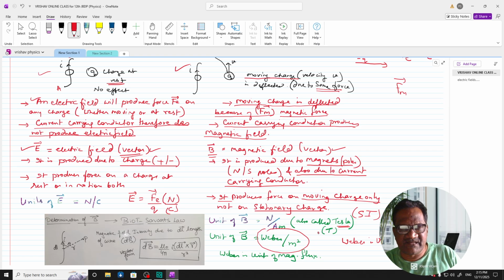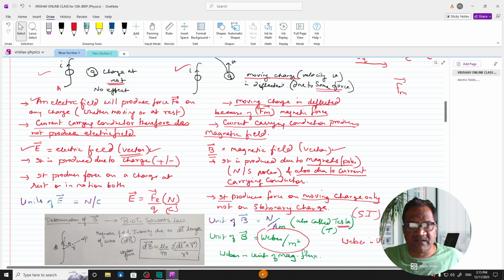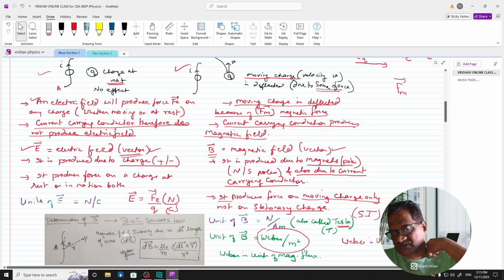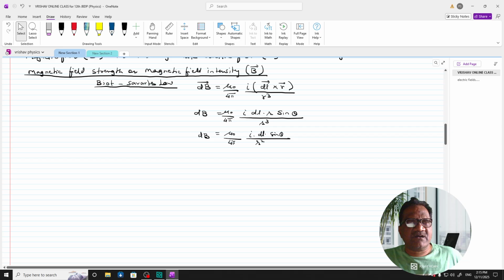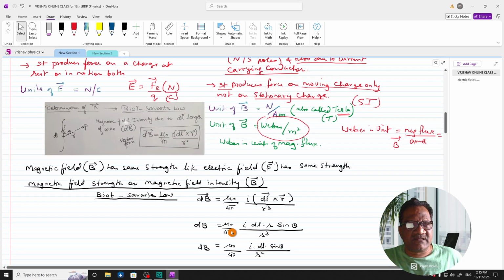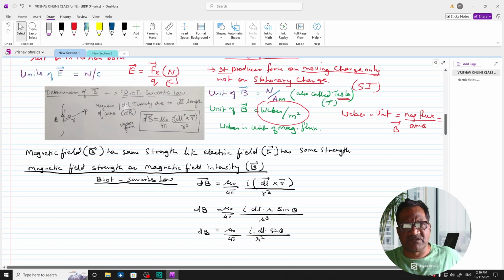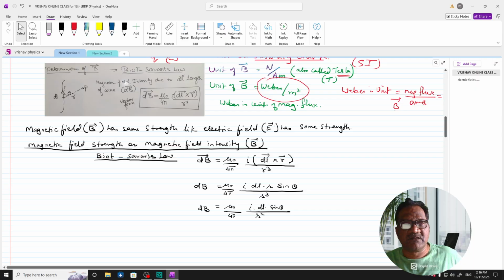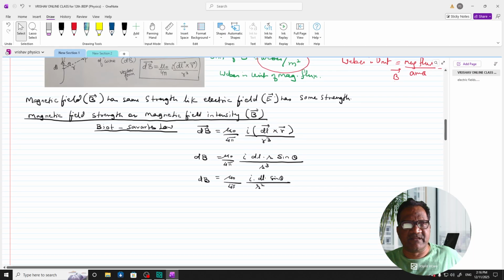So magnetic field can be expressed in Newton per ampere meter, which is also known as Tesla, or it can also be expressed in terms of Weber per meter square. Now, I'll end today's session with a short preview of what we are going to study further. So this was just an introduction of all the terms regarding magnetic field.